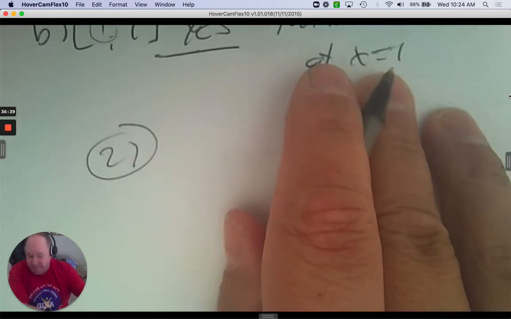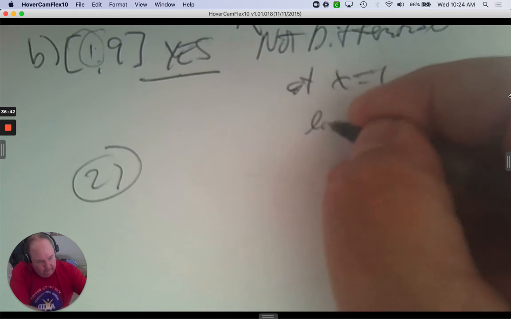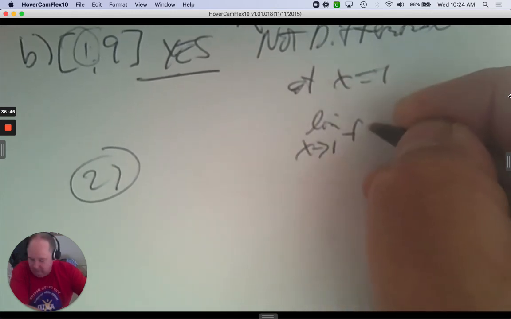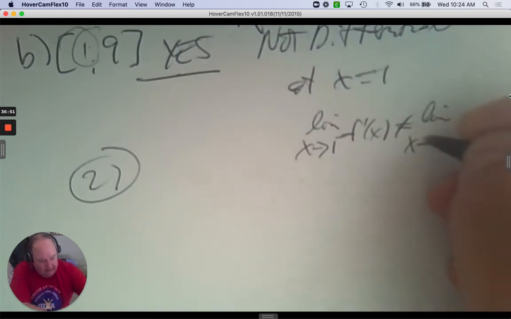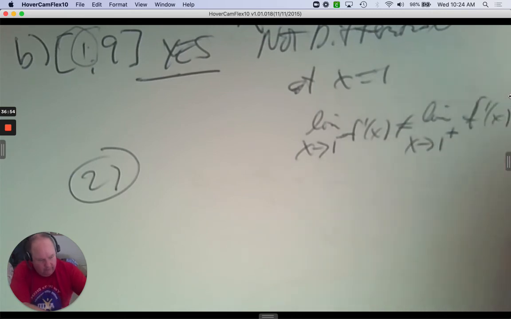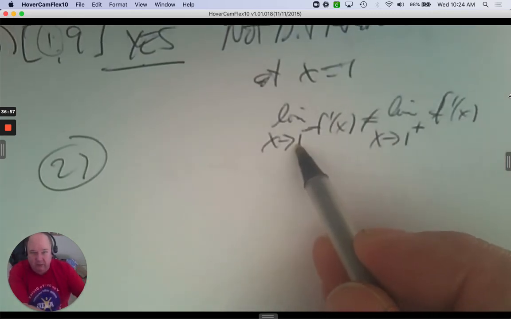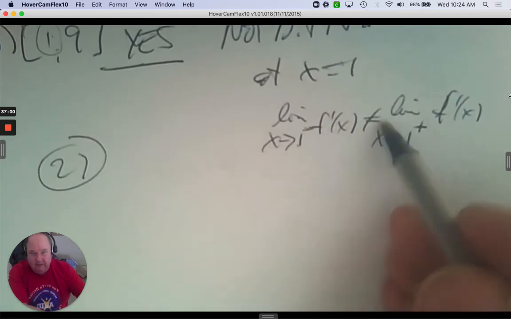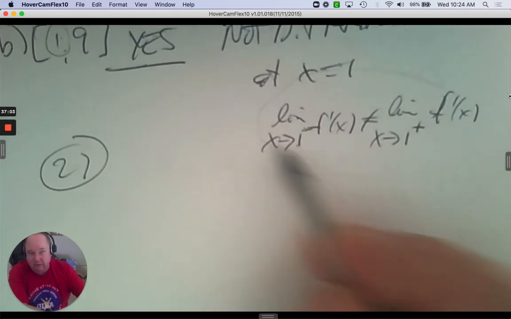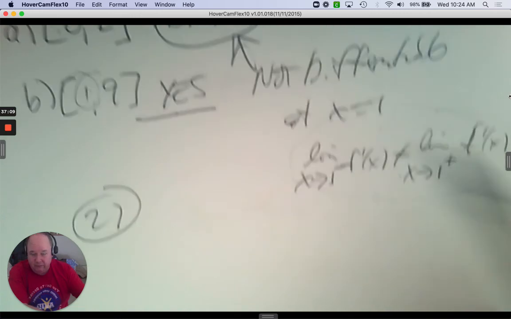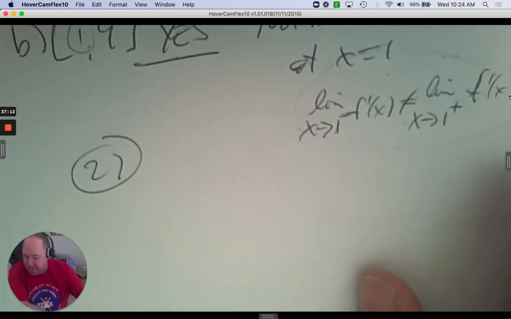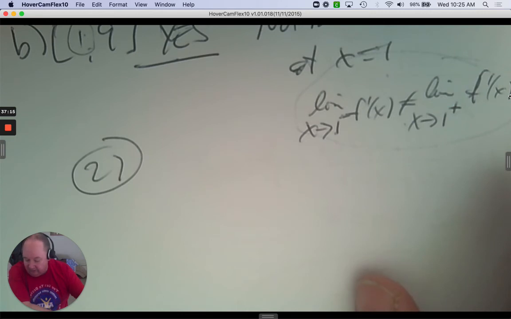And if you write it mathematically, this is a great way to write it: as x approaches 1, the derivative from the left does not equal the derivative from the right. That's a beautiful way to show that it's not differentiable at 1, and therefore it doesn't apply from 0 to 2. Last one, 27. For problem 26, use the interval in which it does apply, that's the second one, to find the c values where the derivative is equal to the average rate of change.